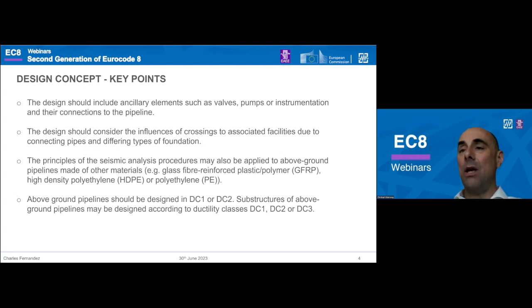So how can we carry out the design for above ground pipelines? So the ductility classes are limited to ductility class 1 or 2, but as for silos, for substructures, it is allowed to choose one of the ductility classes, DC1, DC2, or DC3. So we have 3 ductility classes that we can take.